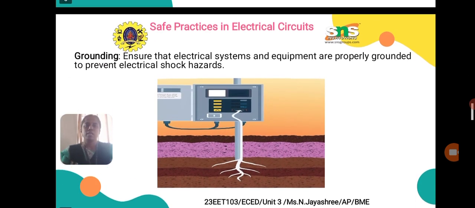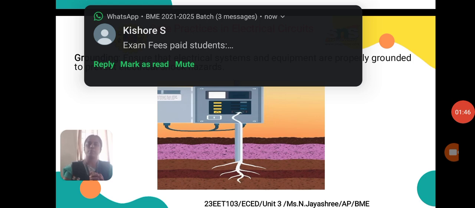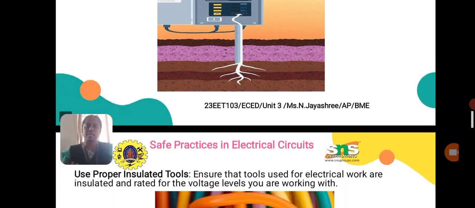Next one is safe practices in electrical circuits. Grounding, ensuring that electrical systems and equipment are properly grounded to prevent electrical shocks. Ensure that electrical systems and equipment are properly grounded to prevent electrical shock hazards.